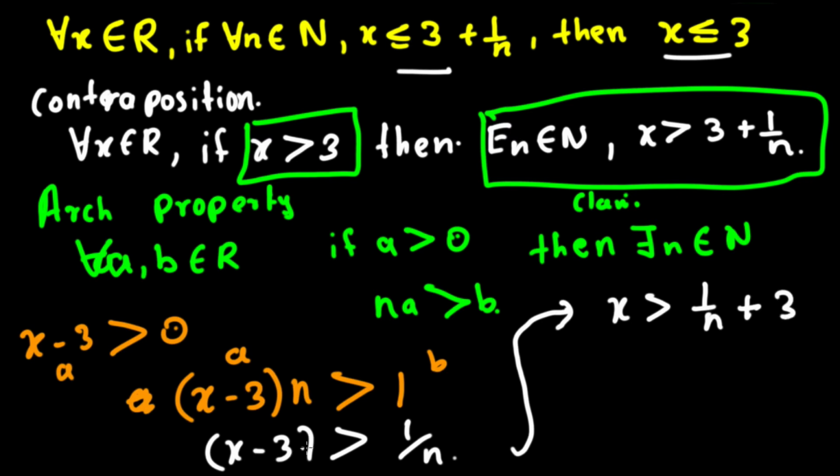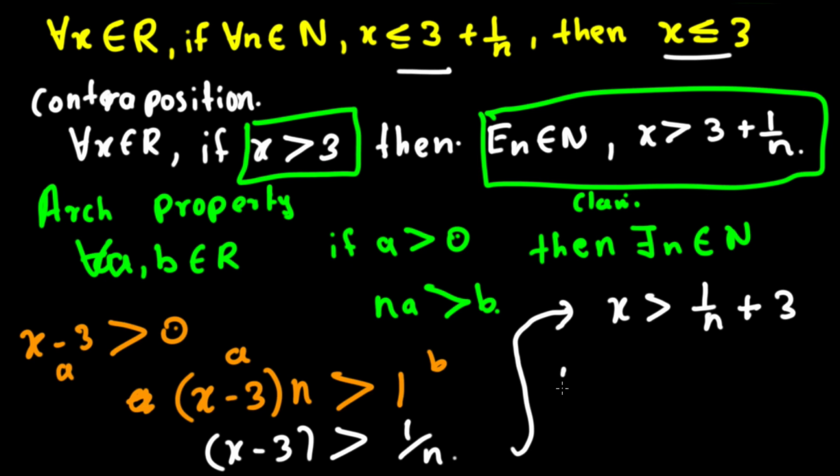So negative 3 plus 3 becomes 0 by additive inverse, or axiom number 4. If you want to know the axioms, I made a video on that. I put the link of the video in the description, so you can go ahead and watch it. So by axiom number 4, minus 3 plus 3 becomes 0. On the other side we have 1 over n plus 3.